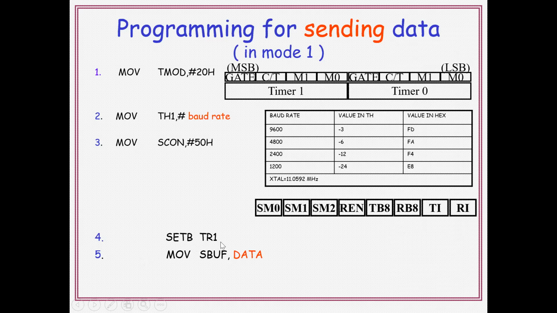And SETB TR1 starts timer 1 for the baud rate. Then whatever data you require is copied into the serial buffer. The serial buffer always accepts data from the accumulator only, so here we use the accumulator register. Next, wait for transmission. Suppose we sent one 8-bit data to the serial buffer.